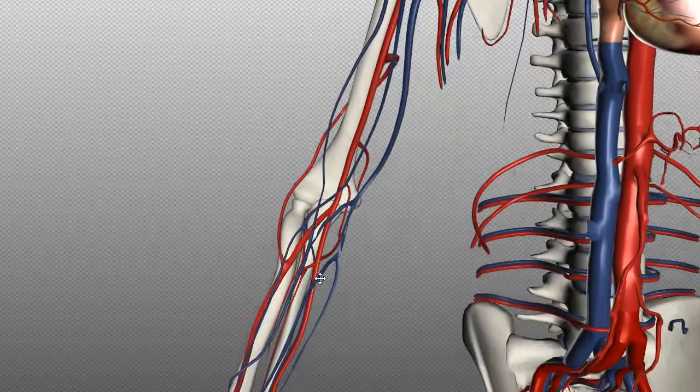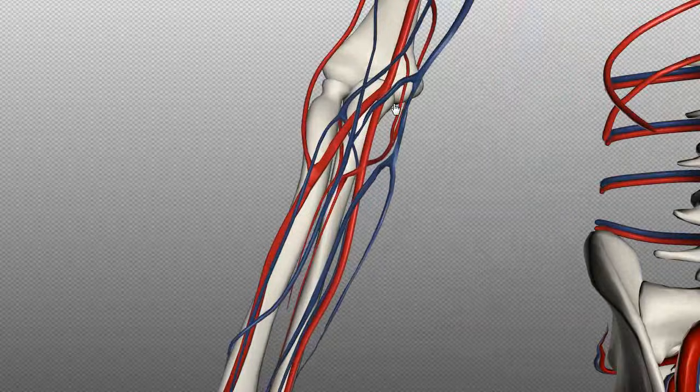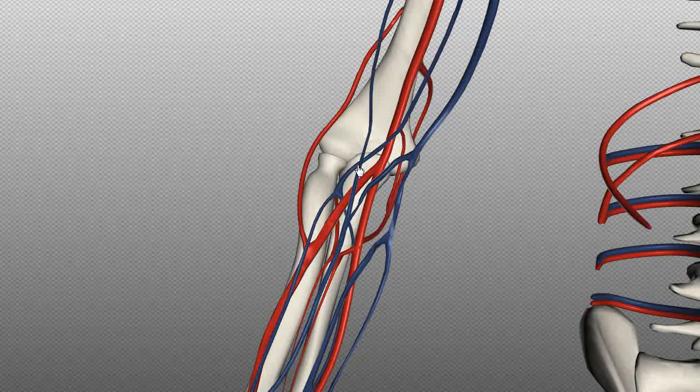Just working our way down the limb, you can see this vein which joins the cephalic and the basilic veins.